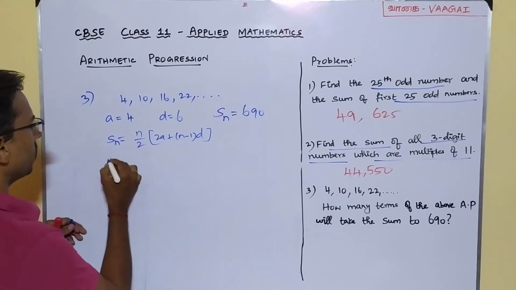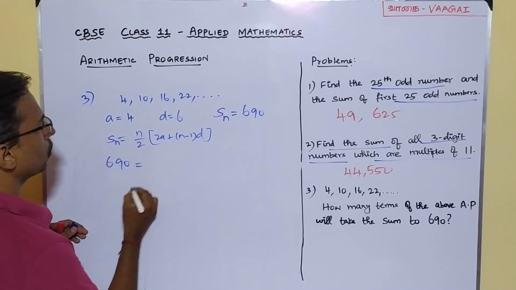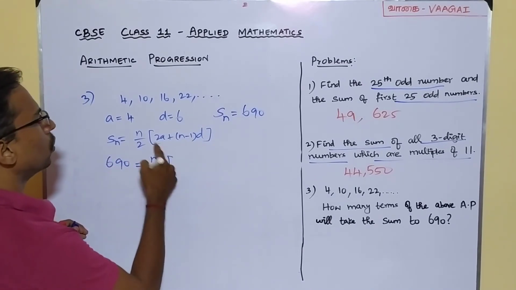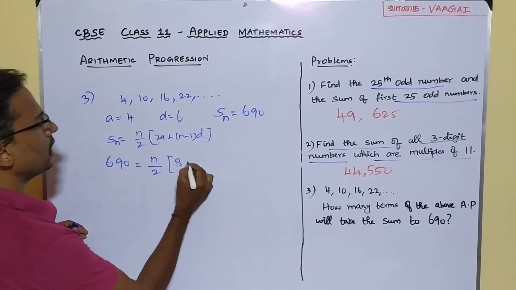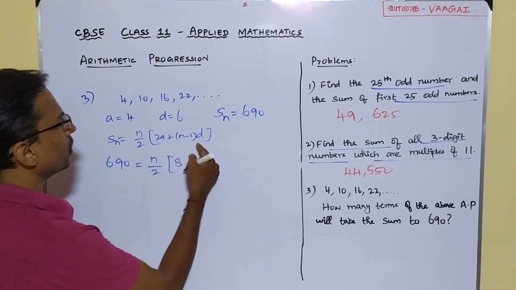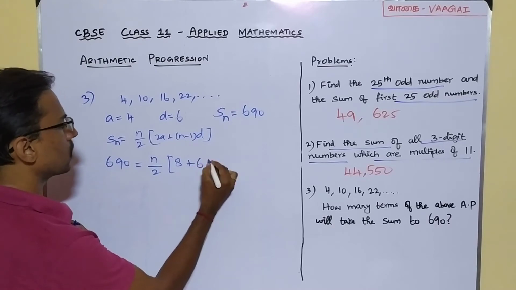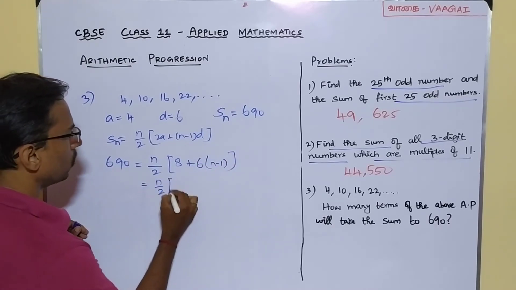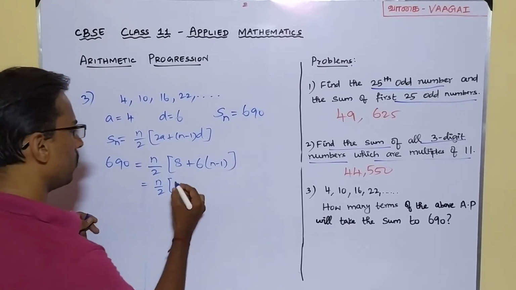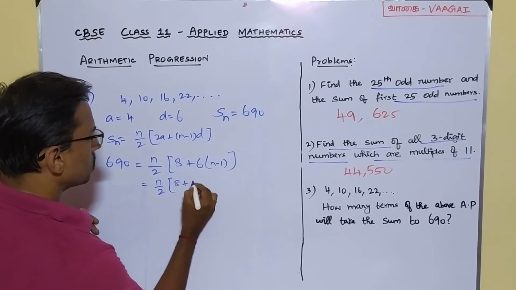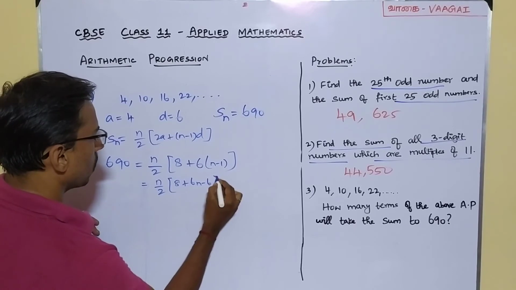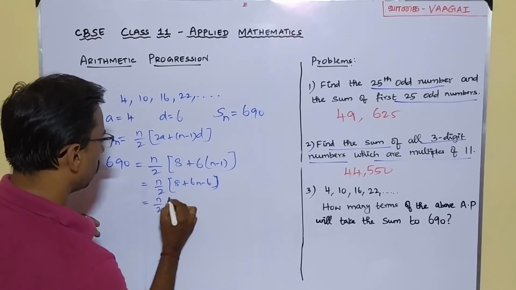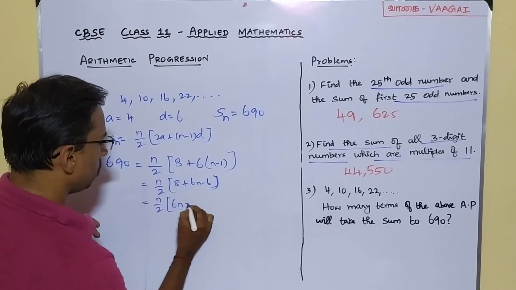If we do so, we'll be getting 690 is equal to n by 2 into (2a, which will be nothing but 8, plus (n minus 1) into d). So d we know is 6, so 6 into (n minus 1). Yeah, fine. So n by 2 into, if I do that, I'll be getting 8 plus 6n minus 6. So once again, I can close it here. If I do that, I'll be getting 6n plus 2.